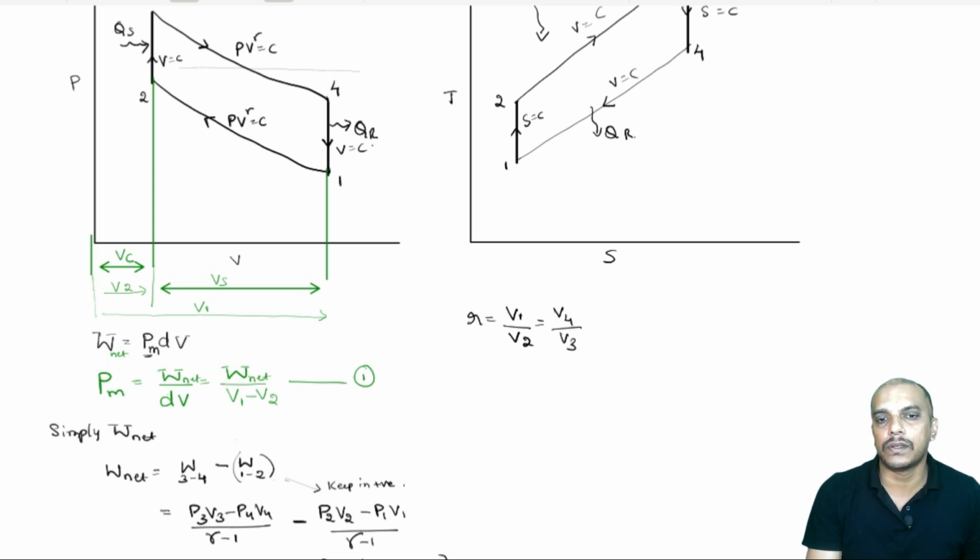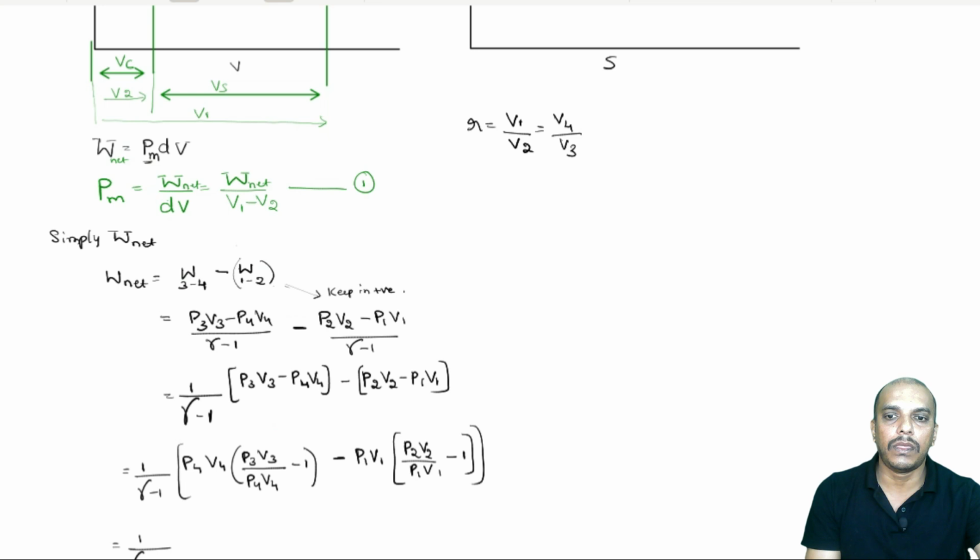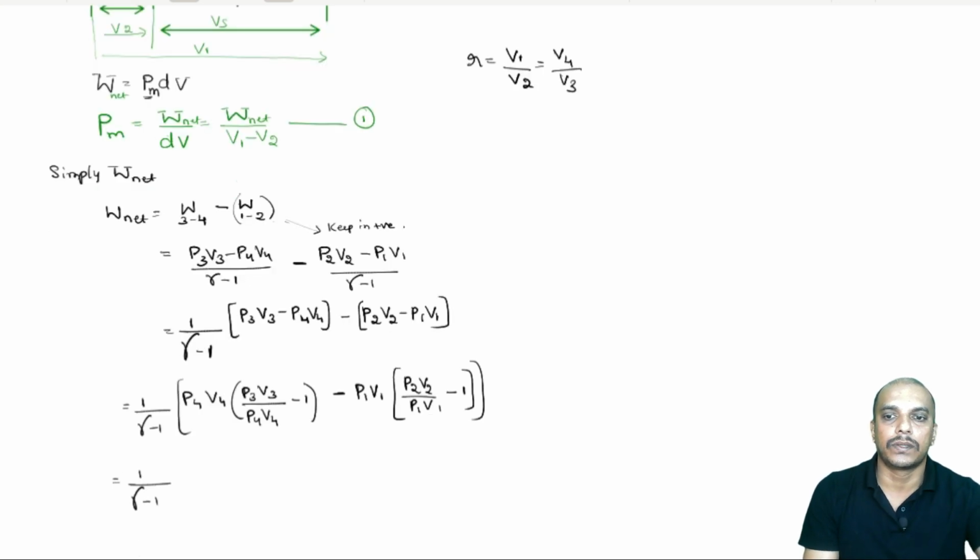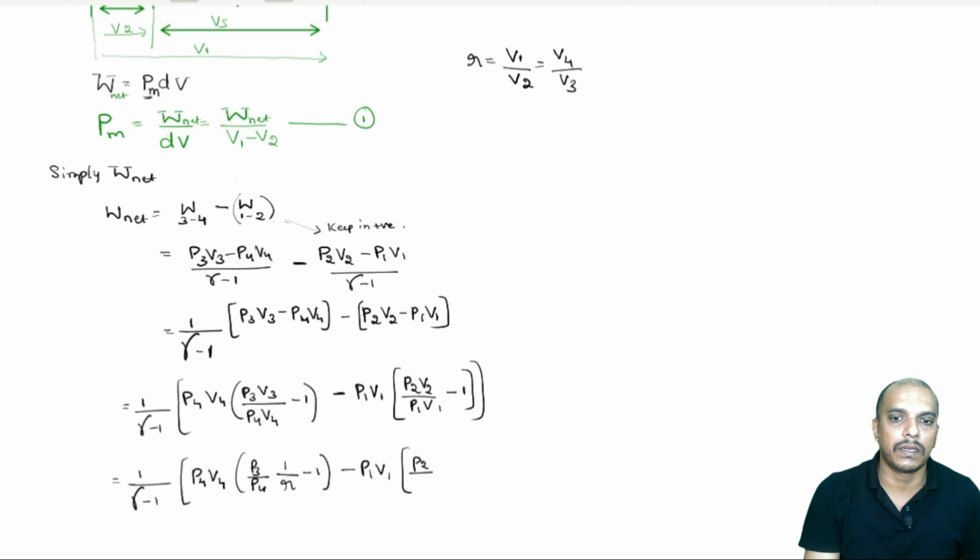So, whenever we get this ratio, we must be able to write that in terms of compression ratio. Now V3 by V4 is 1 by R, because R is V4 by V3. So now this expression goes on like P4 V4, this P3 by P4 I will write as it is, and this will be 1 by R minus 1. Similarly, in this expression P2 by P1, and this will be V2 by V1. So V1 by V2 is R. Now V2 by V1 is 1 by R minus 1.